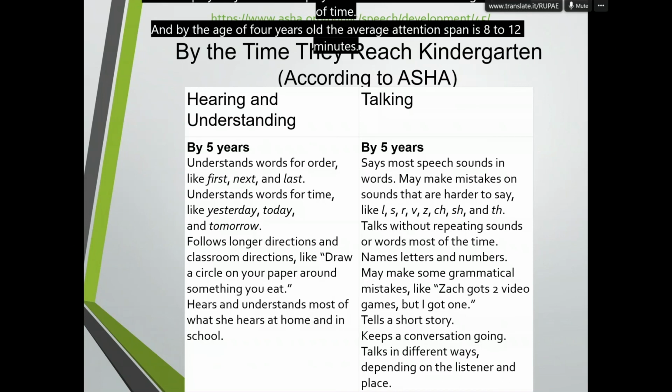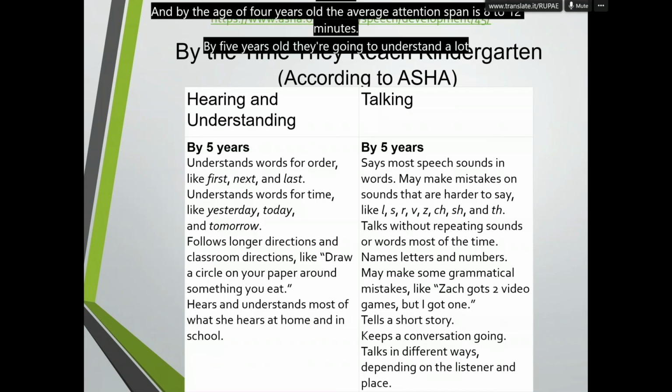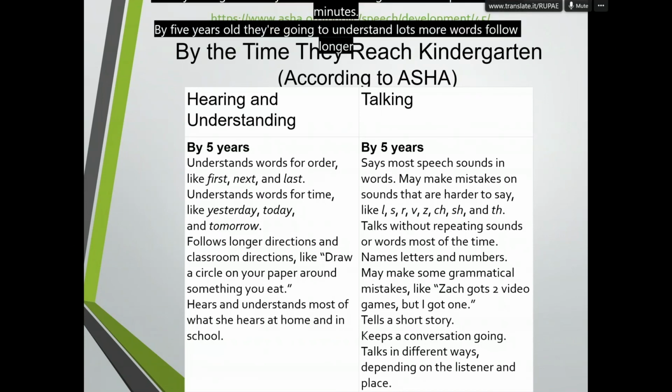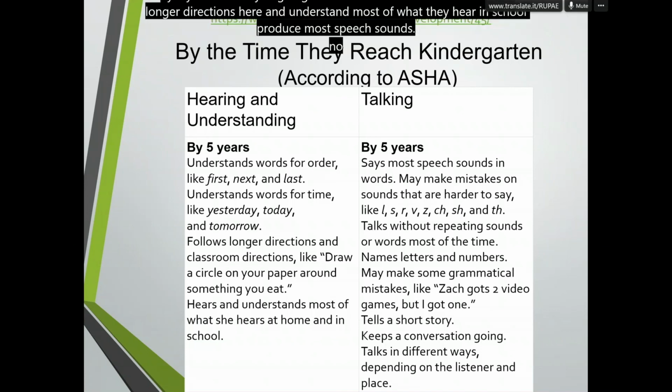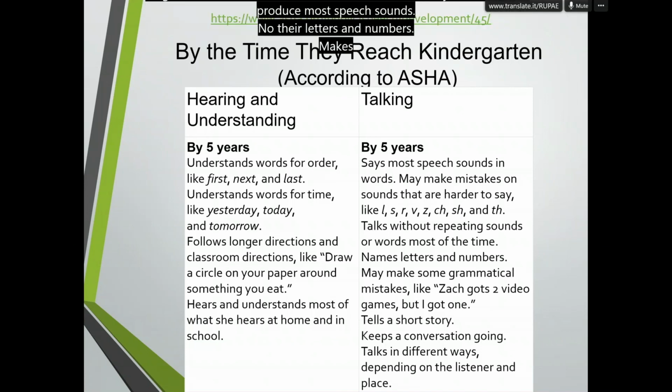By 5 years old, they're going to understand lots more words, follow longer directions, hear and understand most of what they hear in school, produce most speech sounds, know their letters and numbers, make some grammatical mistakes still. So "Zach Gotts," that was the example they have here.